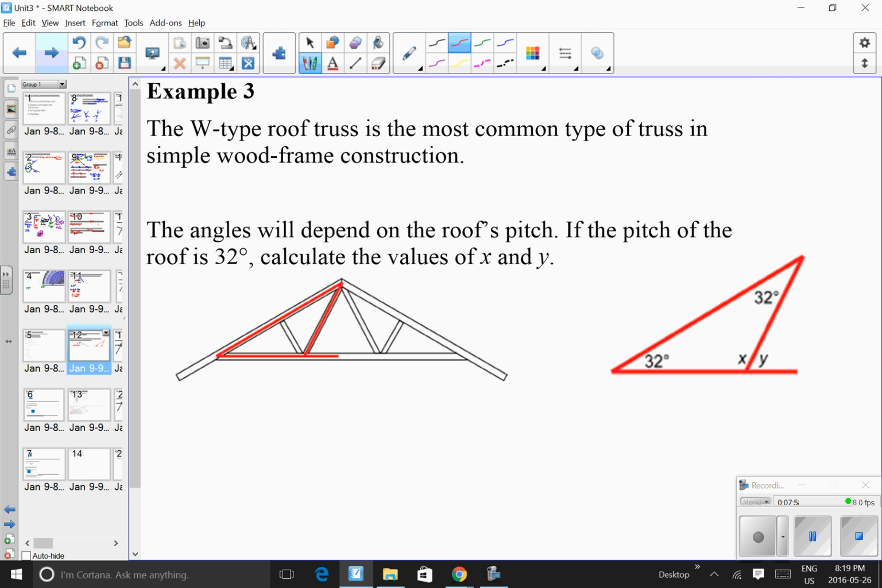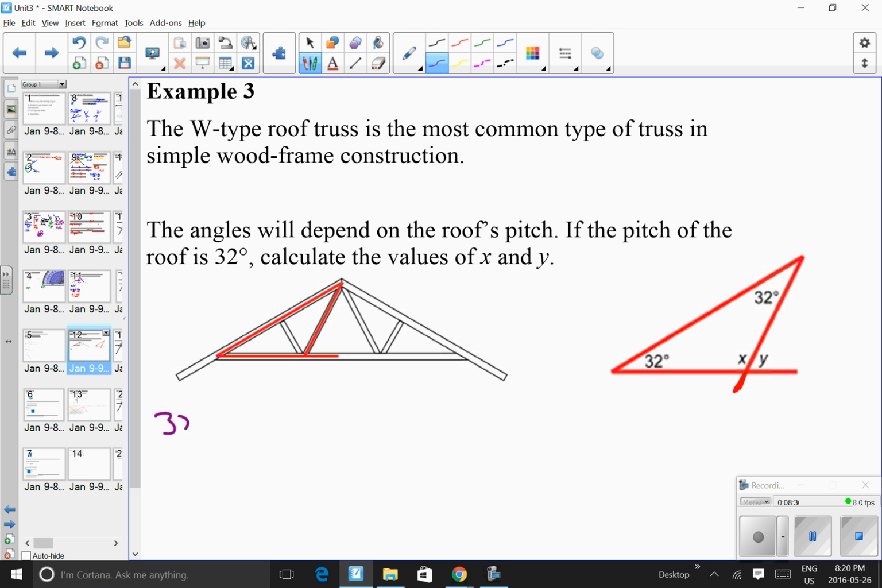All right, let's get a little bit more complex. A little bit. So a W-type roof truss is the most common type of truss in simple wood frame construction. The two angles will depend on the roof's pitch. If the pitch of the roof is 32 degrees, calculate the values of X and Y. So the pitch, as you can see, is kind of the angle at the bottom and the top of the roof. So to figure out angles X and Y, we've got to do a little bit of, you guessed it, math. So first thing you have to remember is that all the angles in a triangle add up to 180.